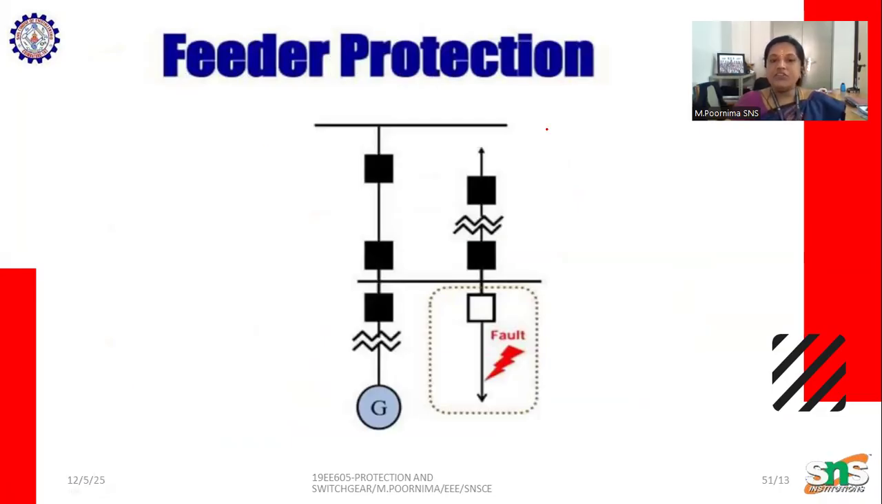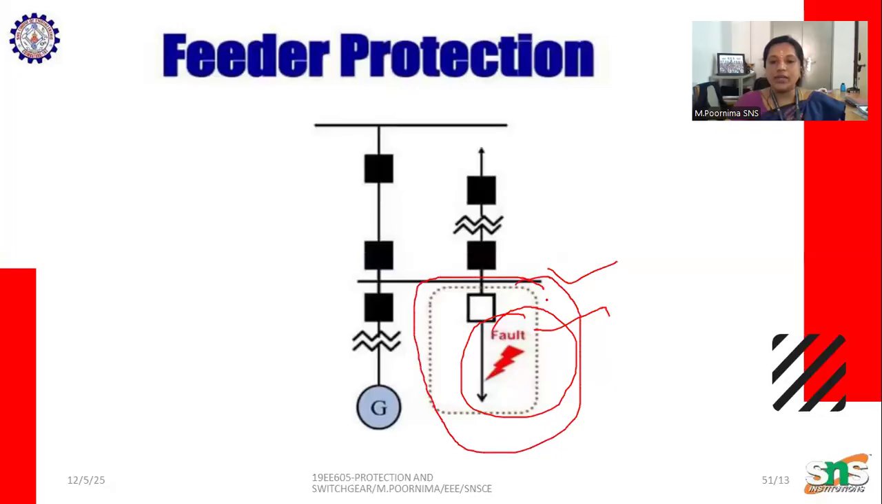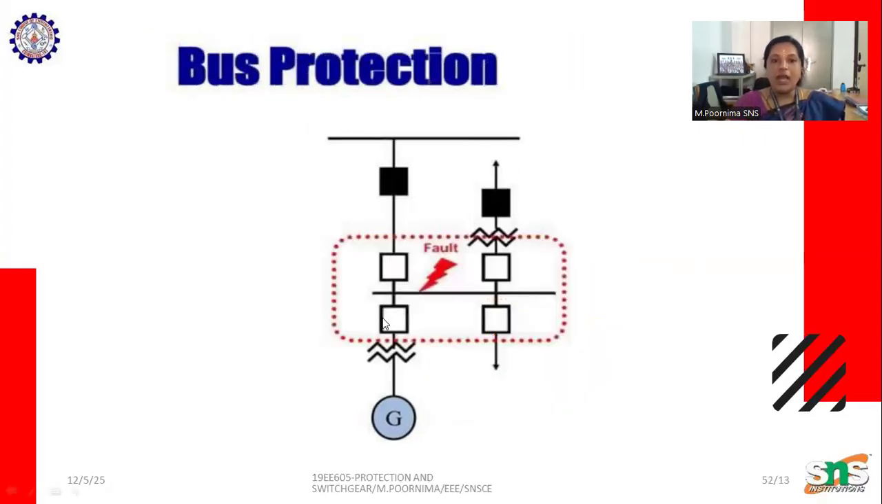So first thing, feeder protection. Here, this is the feeder. If the fault occurs in the feeder, this zone has to be protected. This zone is separated from the other system in the overall power system. And this is bus bar protection. If the fault occurs in this bus bar system, this zone is isolated from the other zone, so the other components can be easily protected.